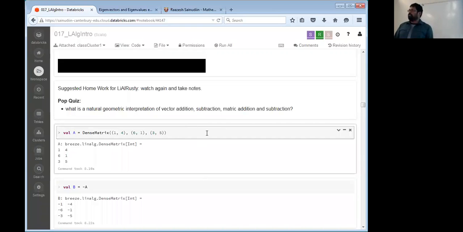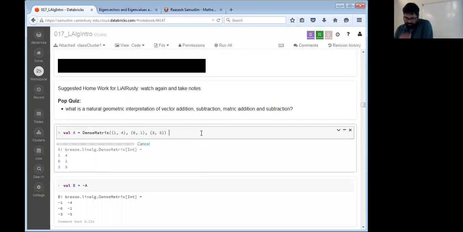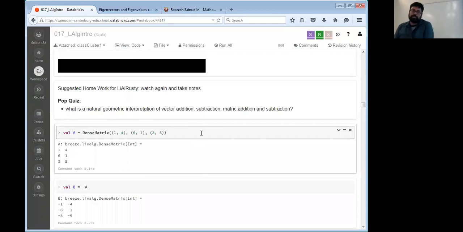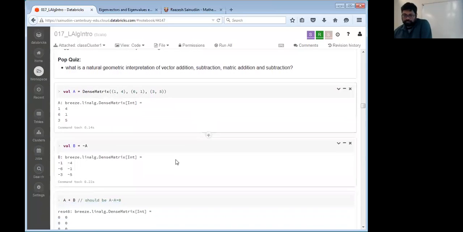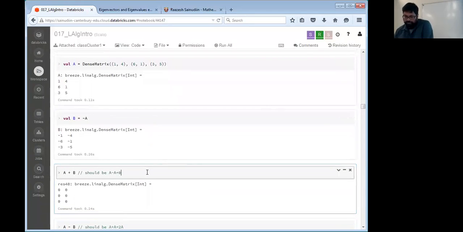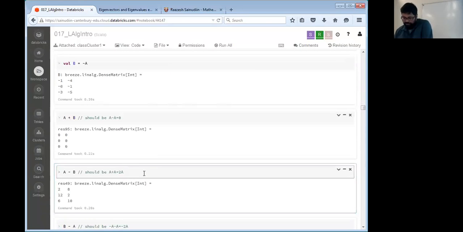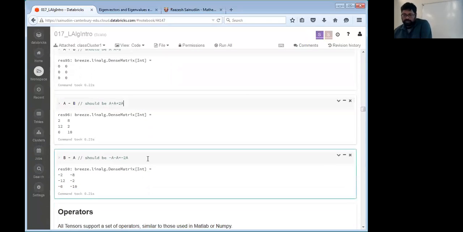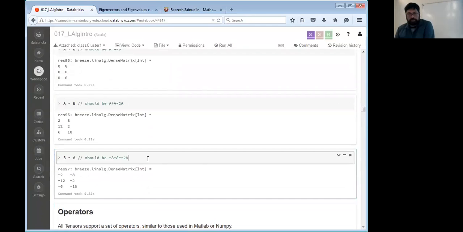All right, shall I continue? We're just learning Scala, and this is all non-distributed linear algebra. There's a whole worksheet on distributed linear algebra as well. Let's say A is this, and B is just minus A, for fun. Then A plus B should be 0, A minus B should be 2A, and B minus A should be minus 2A.